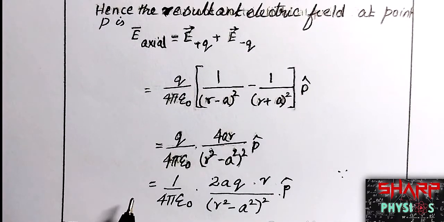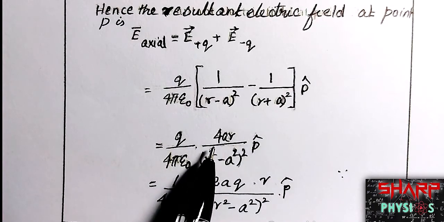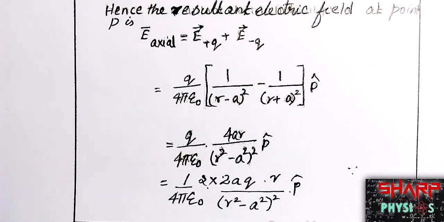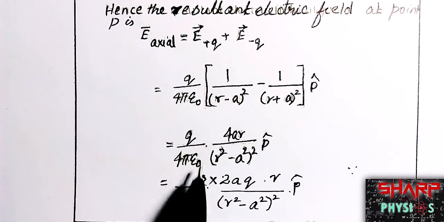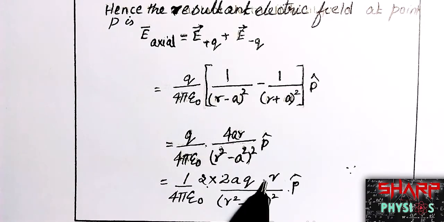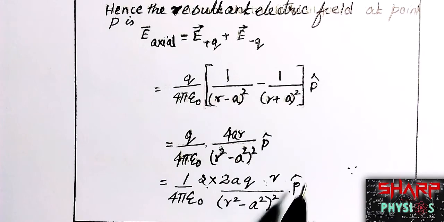From this, when you keep on deriving, you get Q by 4 pi epsilon 0 times, if you take the LCM, 4ar divided by (r square minus a square) the whole square, p cap. Now we'll split this as 1 by 4 pi epsilon 0, and the 4 as 2 into 2, and bring the a and Q to this side, giving 2 p r divided by (r square minus a square) the whole square, p vector.